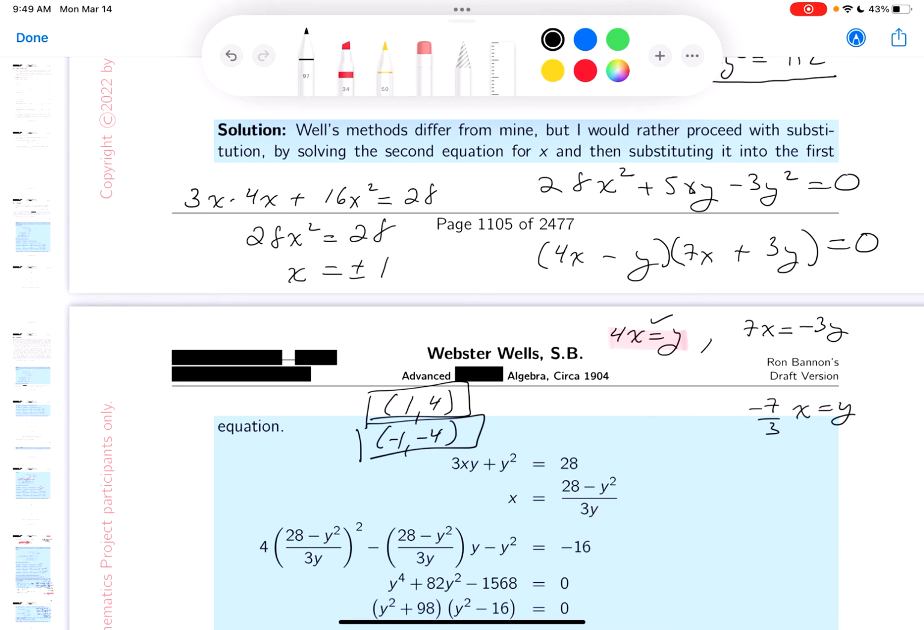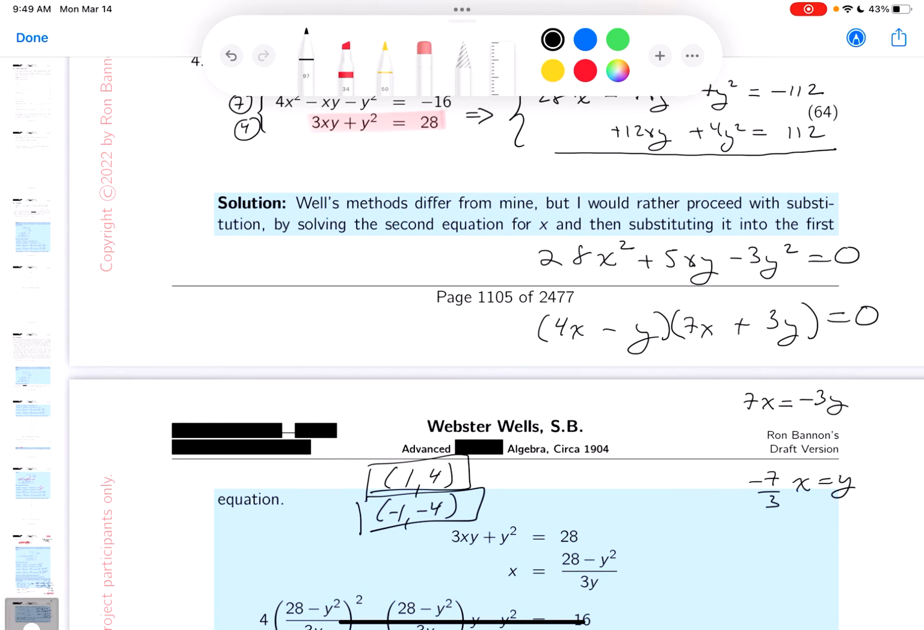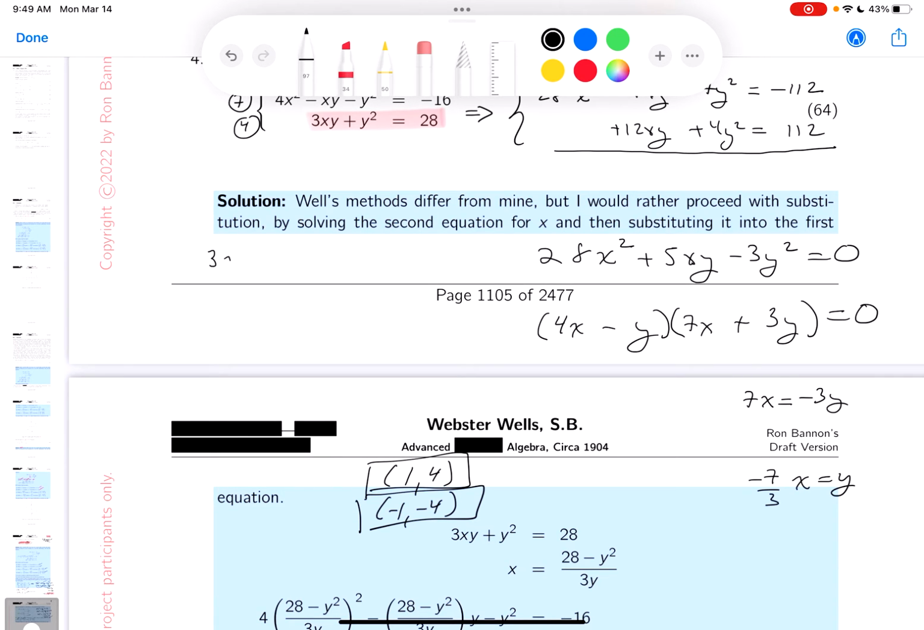And I'm done with this one. So I'm going to erase this. By the way, even if I made a mistake, I'm done with it. I'm moving on to the next one. All right, what's next going to be? I've got to plug it in, don't I? Where am I going to plug it in? Well, where I think it's the easiest. So let's take a look. It's going to be 3x. Again, we're plugging it in here. What's y? Minus 7/3 x, plus y squared, which is 49x squared over 9, equals 28.